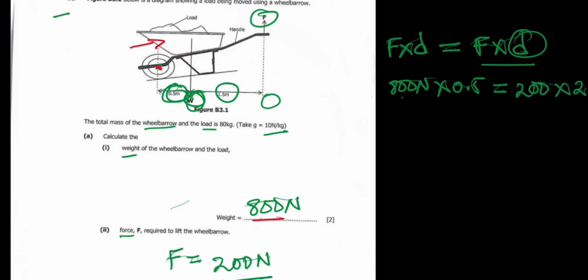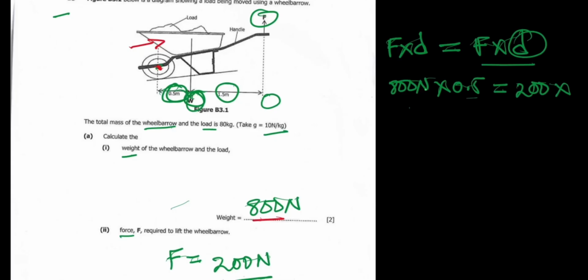Whereas here we have the force of 200 newtons times the distance of 2 meters. When you multiply 800 times 0.5, you get 400. Even here, 200 times 2 gives you 400. So this obeys the principle of moments. The sum of the clockwise moments must be equal to the sum of the anticlockwise moments. Now, what happens when you increase this distance here?